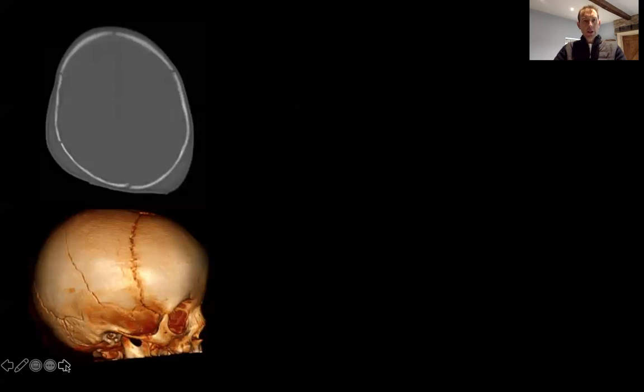Fractures. Fractures tend to be described in certain patterns. So here we've got a linear parietal bone fracture. You can again see the soft tissue swelling overlying it. It's often difficult in neonates and infants to differentiate between fractures and sutures. So having the soft tissue swelling is very useful, as are these 3D reformats.